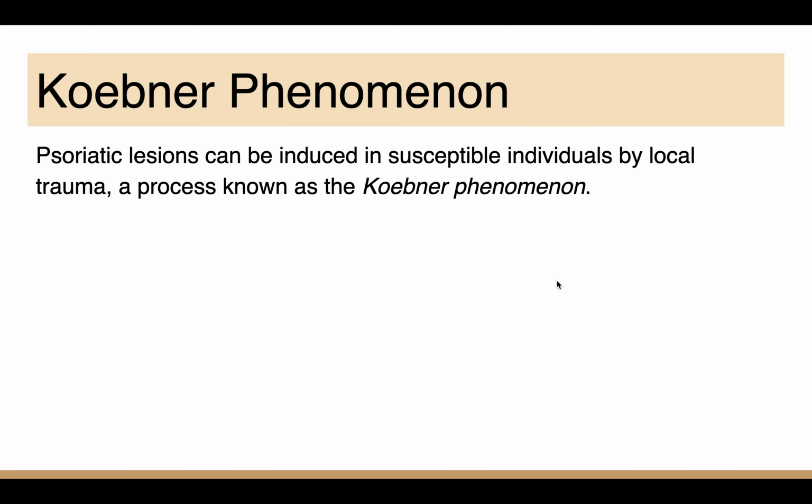Next phenomenon which is seen in psoriasis is known as Koebner's phenomenon. What is it? Koebner's phenomenon means if the person is scratching himself and he scratches the normal skin also adjacent to the psoriatic skin, then the lesions can be induced in that area also. In the normal area, again psoriatic plaques or lesions can be formed. So psoriatic lesions can be induced in a susceptible individual by local trauma. This is known as Koebner's phenomenon.